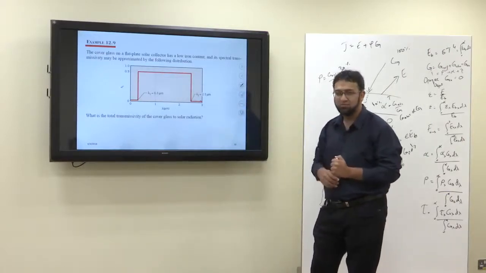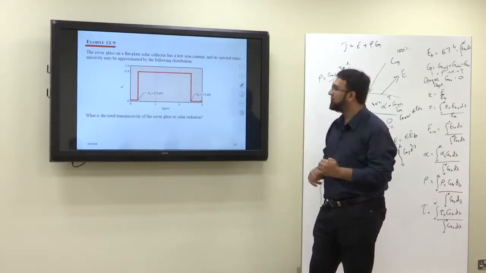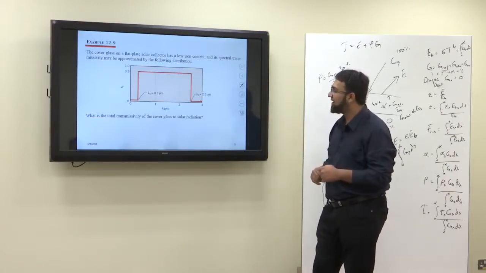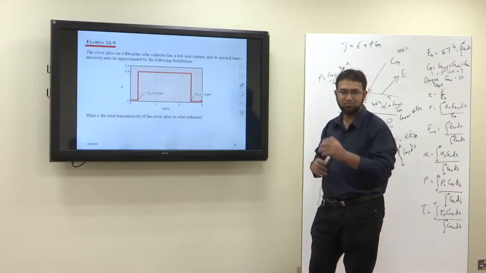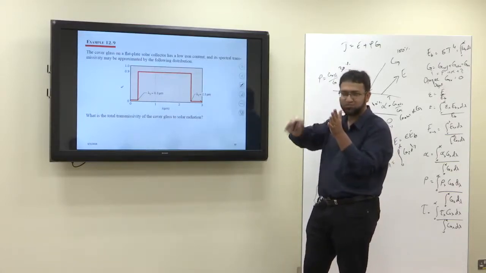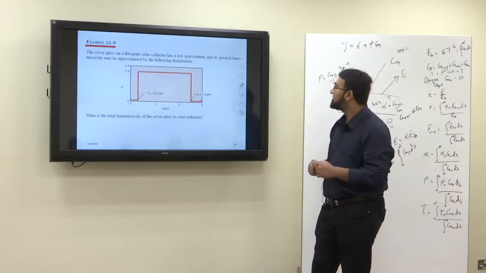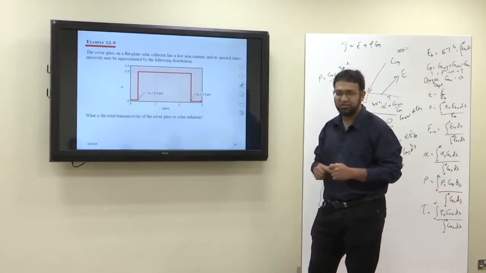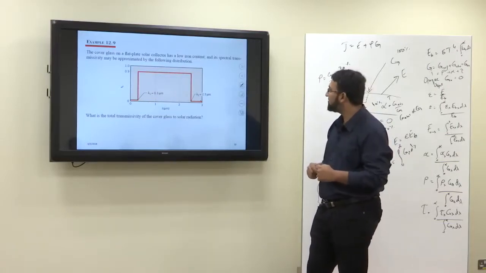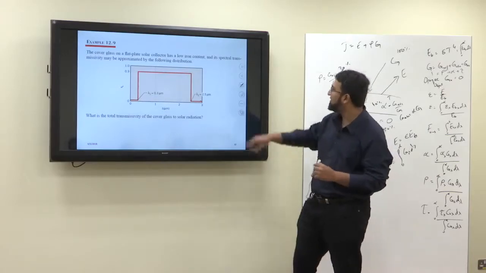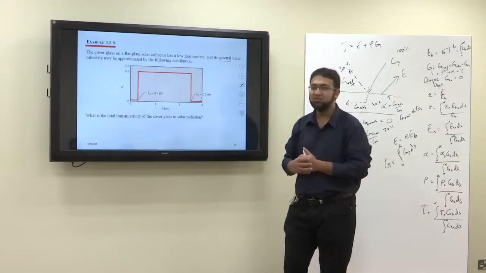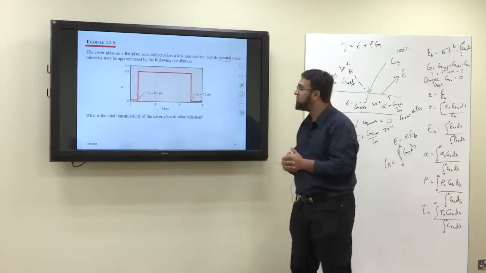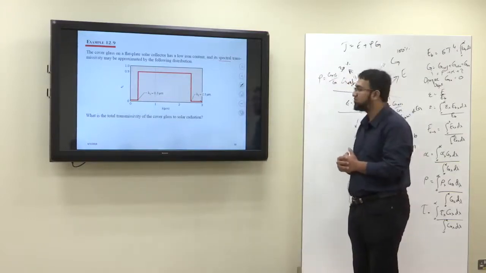Okay, so let's move over to a numerical. A cover glass on the flat plate solar collector. You have seen flat plate solar collectors. So a flat plate solar collector has a glass cover at the top. It has a low iron content, and its spectral transmissivity, spectral meaning anything varying with wavelength, may be approximated by the following distribution.